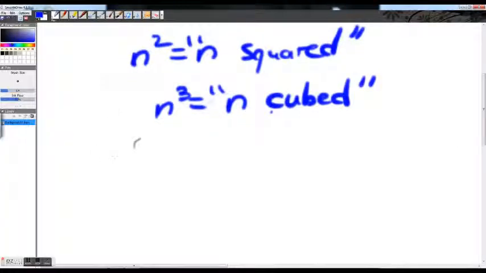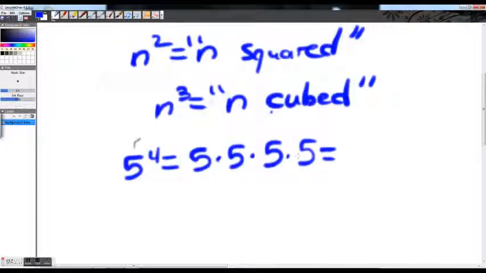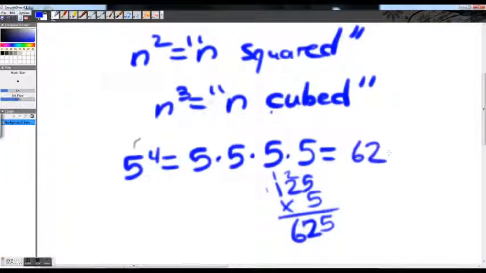So how about 5 to the 4th? Well, we multiply 5 times itself 4 times. 5 times 5 is 25. 25 times 5 will give us 125. And 125 times 5 gives us 625.